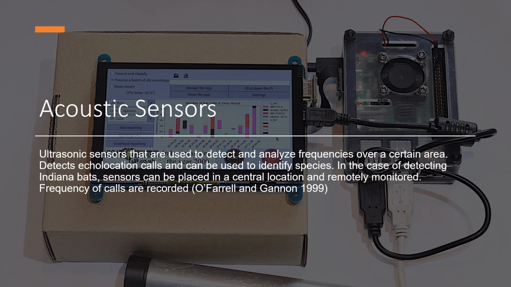The last method is acoustic sensors. Acoustic sensors are ultrasonic sensors that are used to detect and analyze frequencies over a certain area. They are able to detect echolocation calls and be used to identify species. In the case of detecting Indiana bats, sensors can be placed in a central location and remotely monitored. Frequency of calls are recorded.